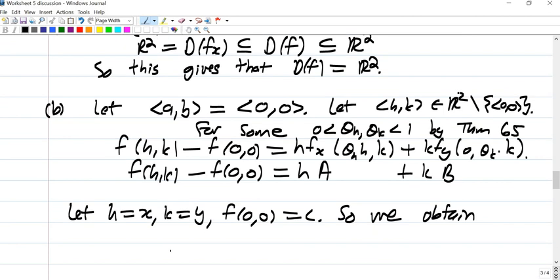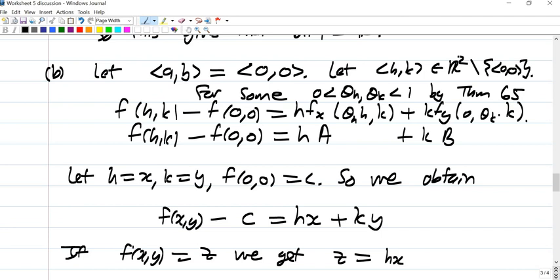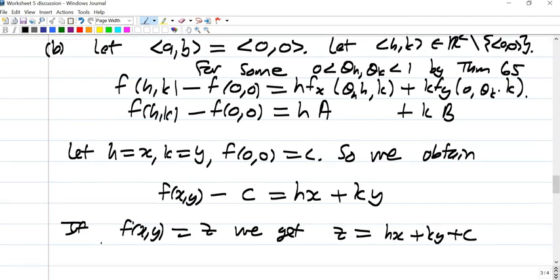Doing this, we get that f of (x, y) minus c is equal to ax plus by. And if f of (x, y) is equal to z, we get z is equal to ax plus by plus c, which is an equation of a plane. And isn't this what we are after?